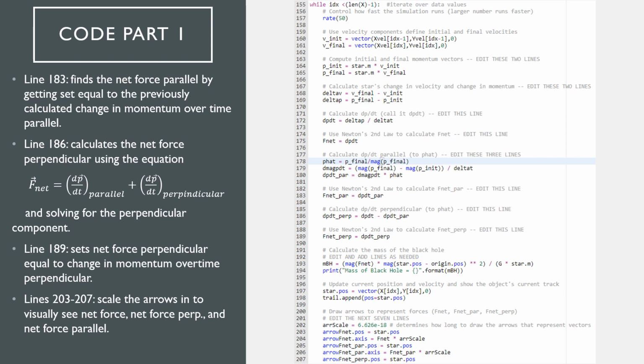Net force is equal to change in momentum over change in time parallel plus change in momentum over change in time perpendicular. And then you solve for the perpendicular component. Line 189 sets the net force perpendicular equal to the change in momentum over time perpendicular. And then lines 203 to 207 scale the arrows so that you can visually see the net force perpendicular and net force parallel on the simulation while it runs.